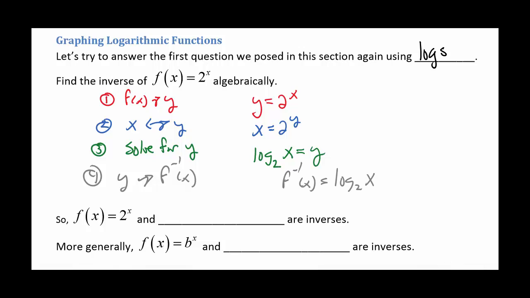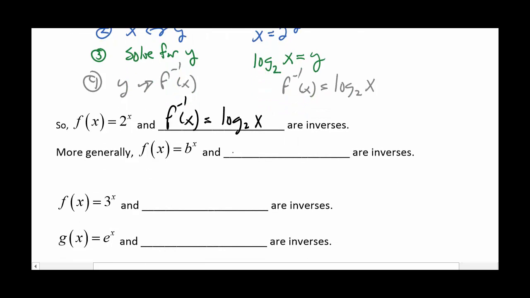Okay, so what does that tell us then? That tells us that 2 to the x and log base 2 of x are in fact inverses of each other. And actually, let me be a little formal with my notation, so I apologize for that. More generally though, the inverse for any exponential function would be log base b of x, in the general sense.